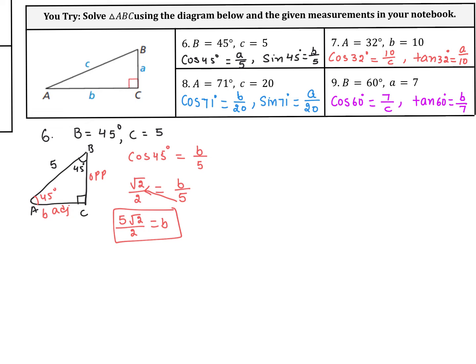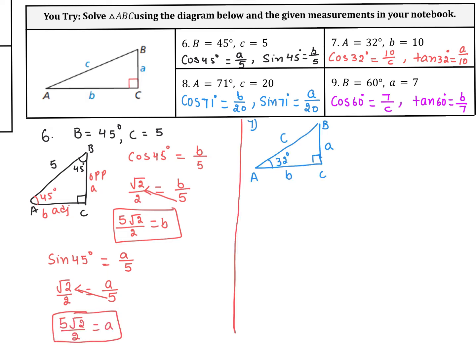adjacent. Now to find the opposite, or find the A, you're going to use the sine 45. That is going to be A over 5. Sine 45 is square root 2 over 2. To find the A, you cross multiply and got 5 square root 2 over 2.